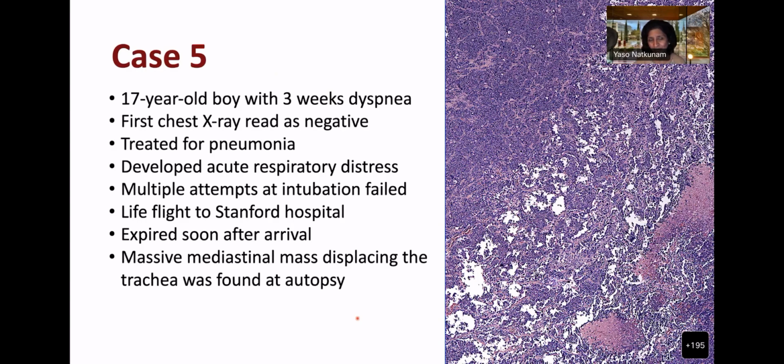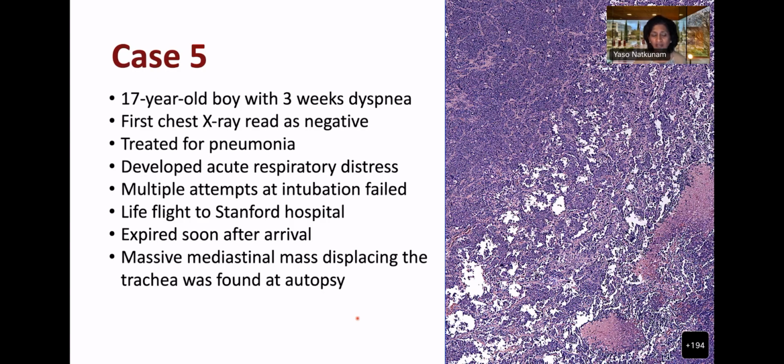This is a 17-year-old boy with 3 weeks of difficulty breathing, and he had a chest X-ray which was read as negative in a small outside hospital in California. He was treated for pneumonia, and this was in the wintertime. The patient was treated for 3 weeks. They actually did a second X-ray, which was also not picked up and was read as negative. He then developed acute respiratory distress, and multiple attempts were made at this point to intubate the patient. The patient was emergently brought to Stanford Hospital by Life Flight, which is a helicopter that is sent out to get patients when they are in an emergency situation.